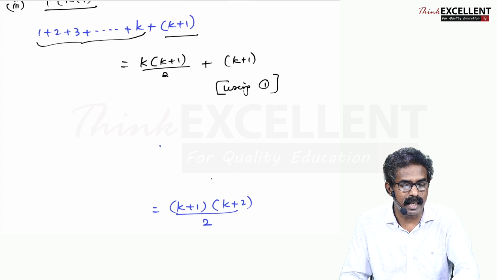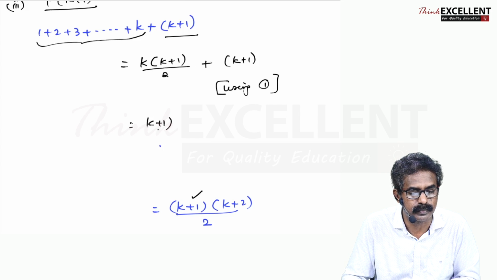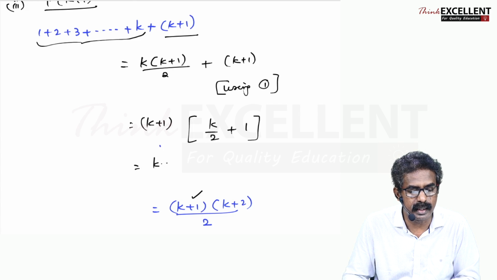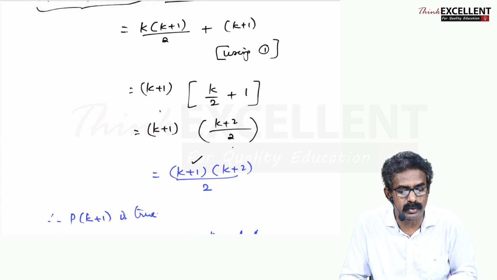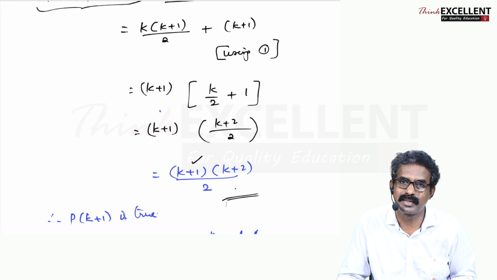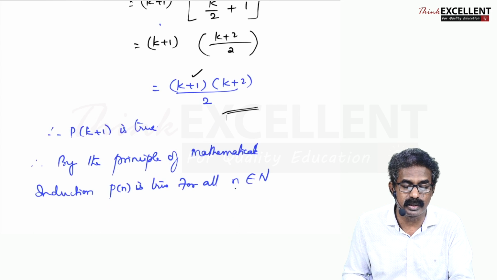So now what do you do? See the answer also. Otherwise, when you multiply, take LCM and all. See, in the answer we need k plus 1. k plus 1 is there in both the terms, right? So take k plus 1 outside. What's the remaining? k by 2 plus 1, right? So you are getting k plus 1 into, you take LCM. What's the LCM here? 2. You will get k plus 2. Just multiply. Did you get the answer now? Yes, k plus 1 into k plus 2 by 2. That's all. You can say P of k plus 1 is true. Then by the principle of mathematical induction, it is true for all natural numbers.